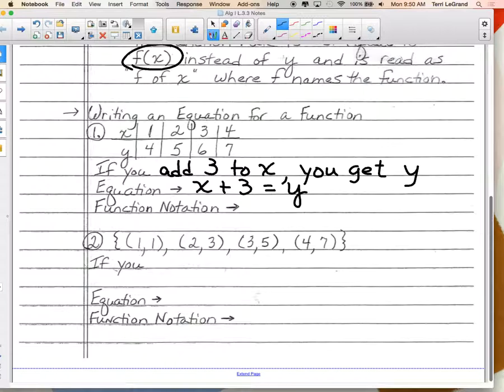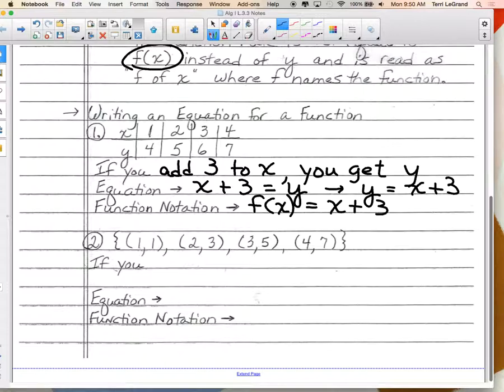Okay. Typically, we would see it written with the y coming first, like this. That's how we would typically see it. y equals, the dependent variable equals the function rule. And function notation, if we have to write it in function notation, we're saying the function is evaluated for an x value is equal to your x value plus 3.